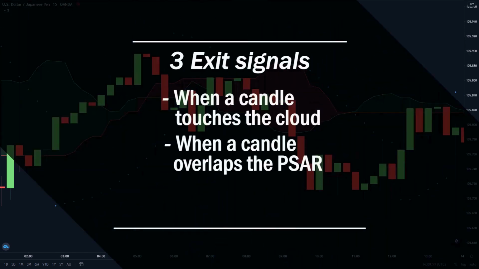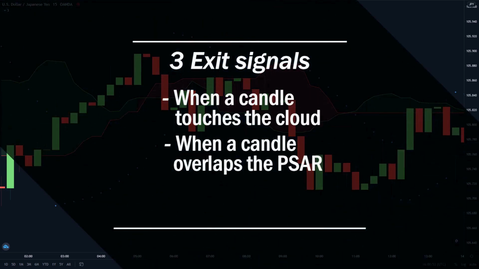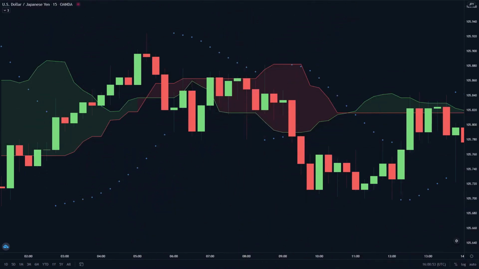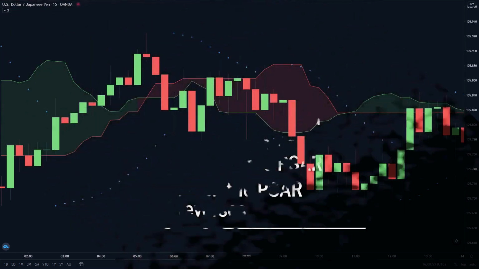Next is if the candlestick hits the parabolic SAR. At the beginning, I said that we are using the parabolic SAR as a trailing stop loss. So this is exactly that. So if the candle touches the parabolic SAR, we close our trade. The third criteria is if the parabolic SAR changes position. So if the parabolic SAR changes position like this, I also close my trade. These three criteria can happen in any order. So if any of these three came out first, I close my trade.